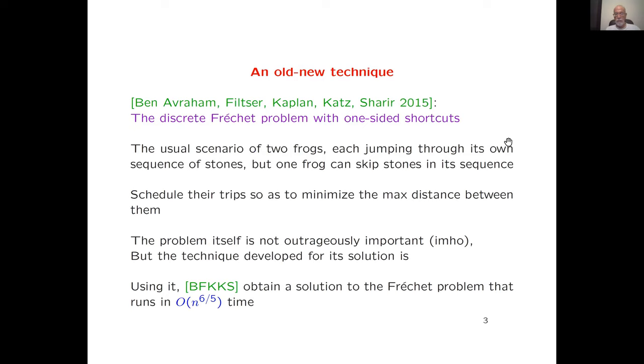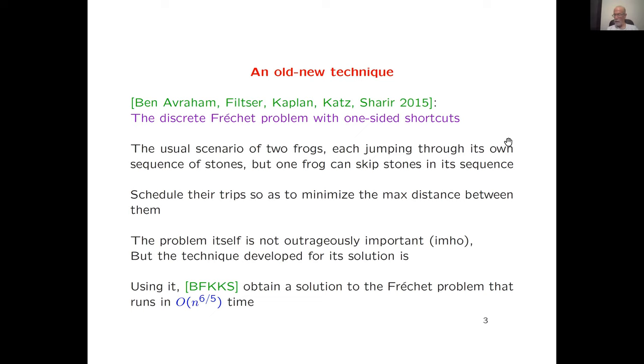The paper where this technique was born, by Ben Avraham, Filtser, Kaplan, Katz, and myself, has a title something like the discrete Fréchet problem with one-sided shortcuts. As usual with the Fréchet distance, we have a discrete version thereof. We have two frogs, and each one has to jump through a sequence of stones in a forward manner. But this shortcut business allows just one of the frogs to skip stones in the sequence. And the goal in the Fréchet game is to schedule the trips so that the maximum distance between the frogs is as small as possible.